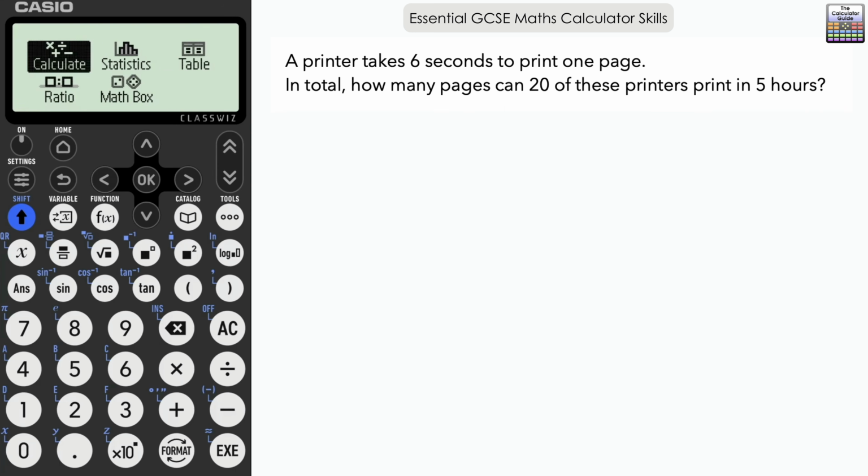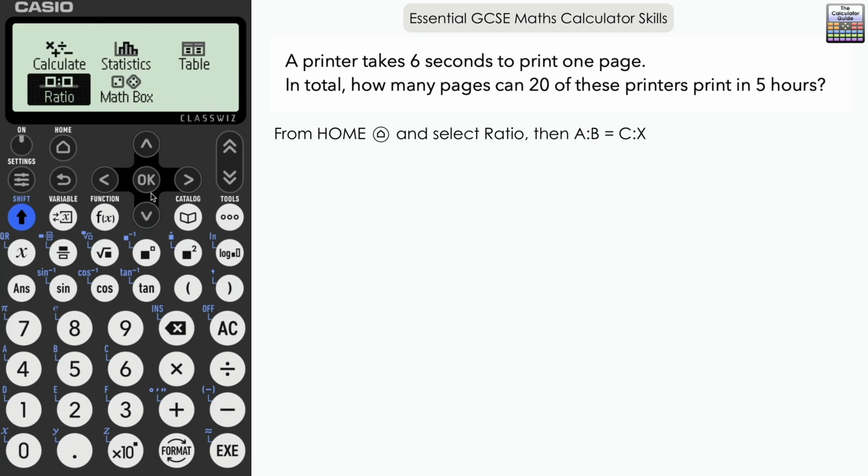A printer takes 6 seconds to print 1 page. In total, how many pages can 20 of these printers print in 5 hours? Once again, I'm going to use a ratio for this one because I think it makes it quite straightforward. There is just something to look out for on this one though, so just be careful.